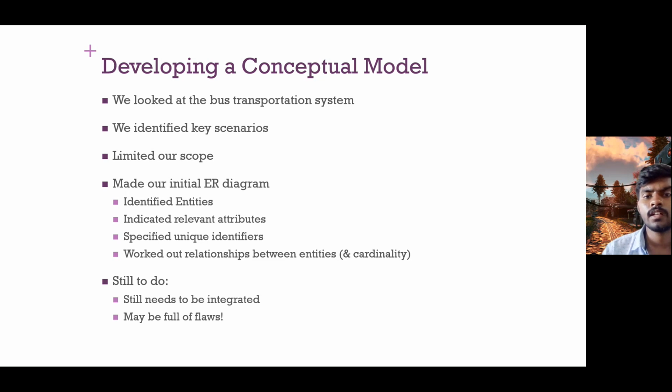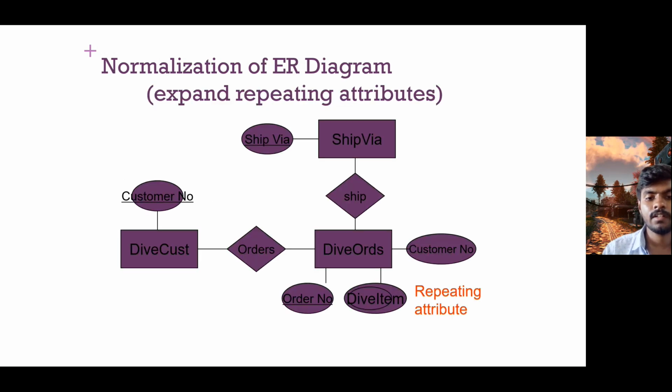If we take more than 5 to 6 entities, we represent the relation between them. So, normalization of the ER diagram.